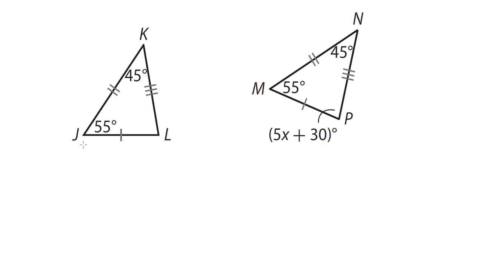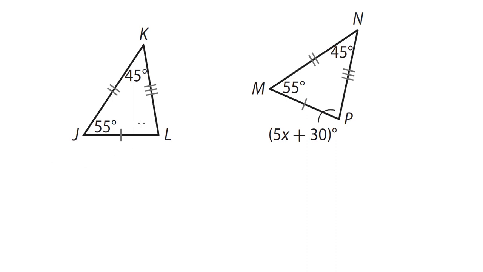If we look at angles J and M, they both measure 55 degrees, and they are both in between the same 2 pairs of corresponding and congruent sides. JL and MP, and then JK and MN. And in the same way, K and N are also corresponding and congruent. So that tells us that P and L are also corresponding angles. So we need to set them equal to each other in order to make these two triangles congruent.